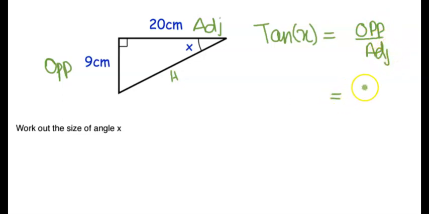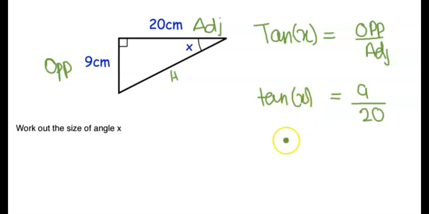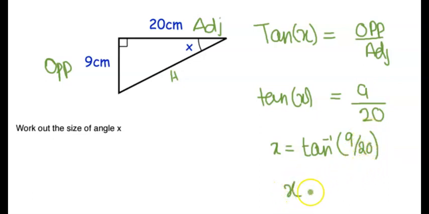Now I plug in the values. What's the value of the opposite? 9. What's the value of the adjacent? 20. This is my tan x. It doesn't matter whether you write uppercase tan or lowercase tan. Now I need x. So x is tan inverse 9 over 20, and that will give you the value 24.22, or 23 degrees. So that's your answer.